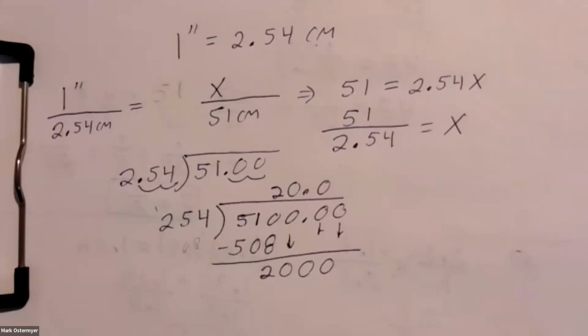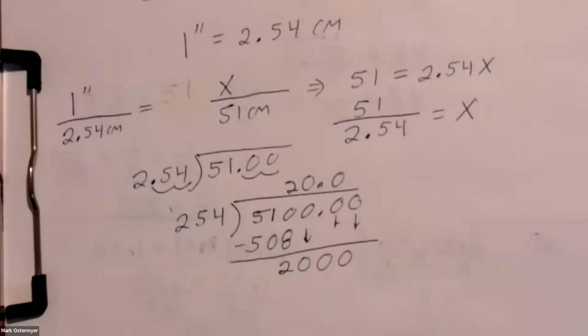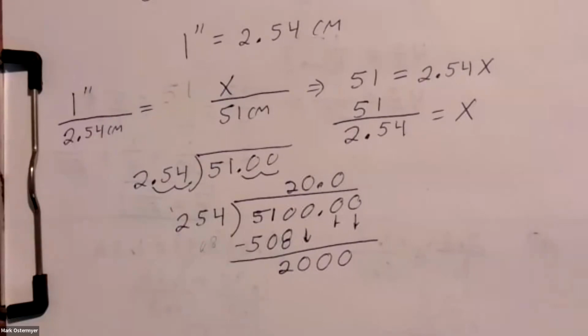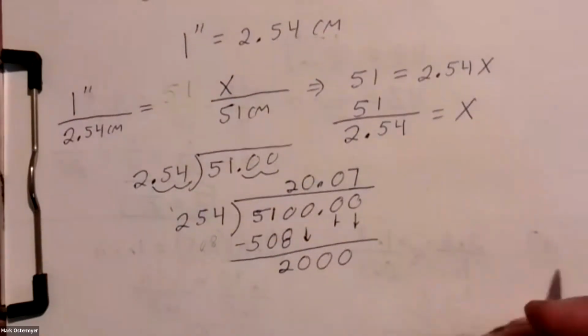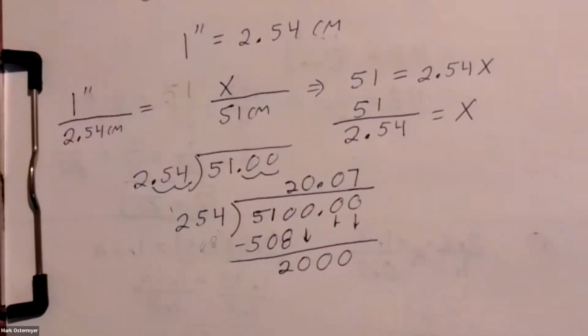So 254 into 2000. Boy, this is quite a trip here, isn't it? Now, what is the question? How many times is 254 divided into 2000? 5,100 minus 508? Goes in there 7 times, correct? 7 times 254 is 1778.